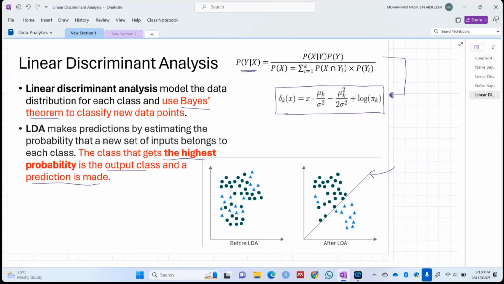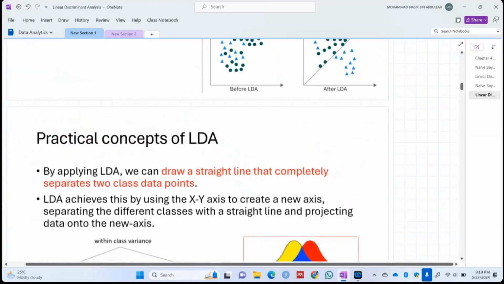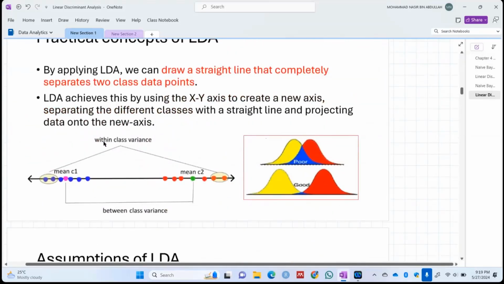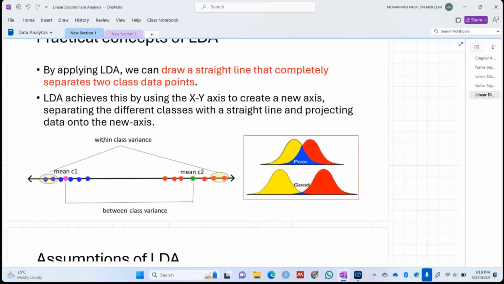Right? Let's say we need to calculate the discriminant score for class 0 and the discriminant score for class 1. So which one is the highest? So same as the naive Bayes concept. Right? If the score for class 0 is higher, then the value will be classified as 0. Okay. So in linear discriminant analysis, I already explained this now. We want to draw a straight line that completely separates two classes of data points, right?